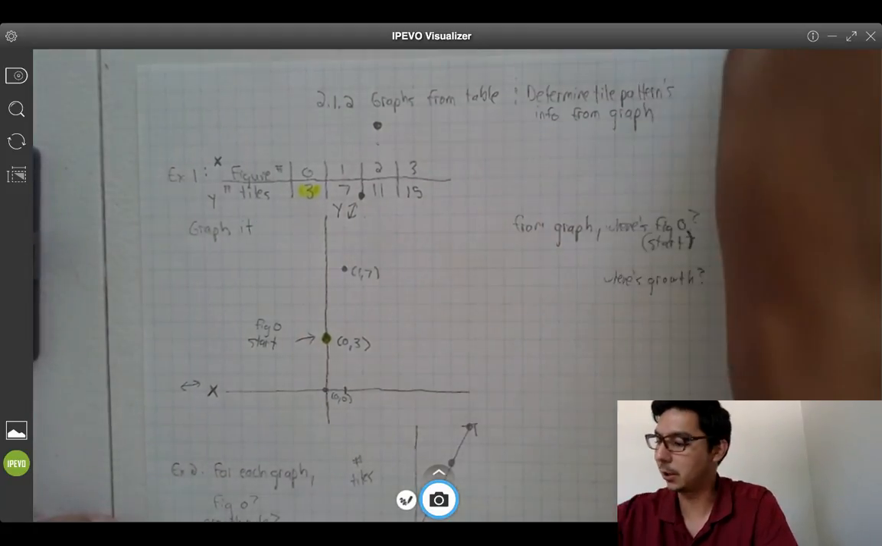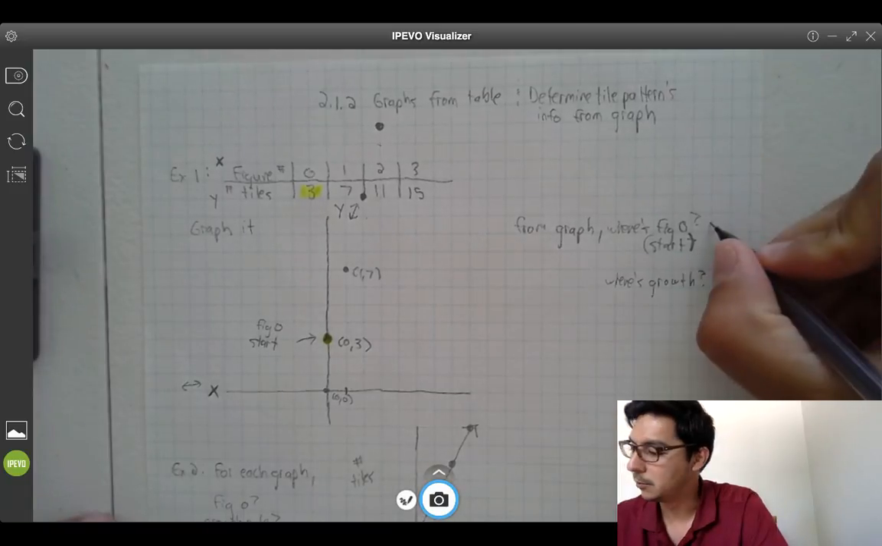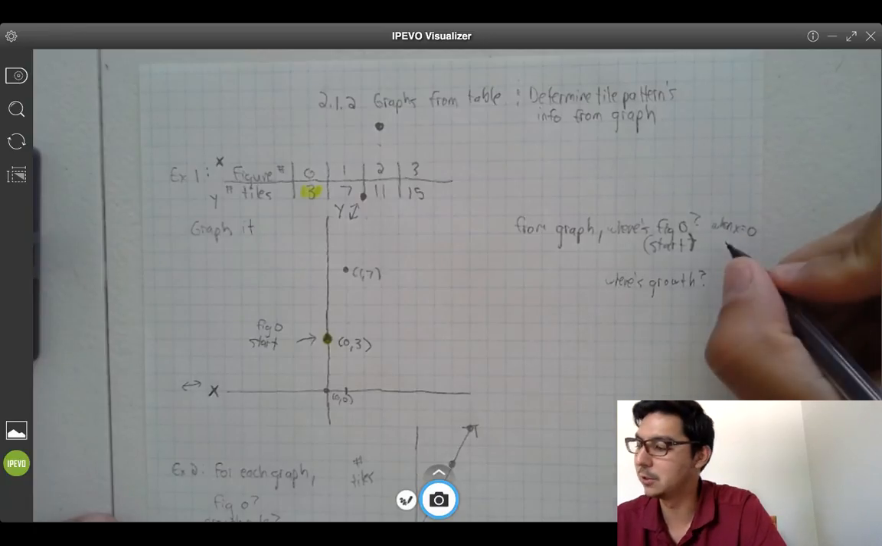And then where's the growth? So we might say, where's figure 0? Well, it's when x equals 0. That's where figure 0 is. So that's at the point (0, 3).